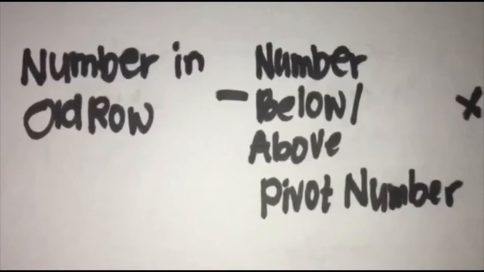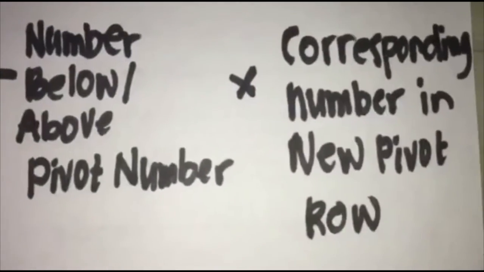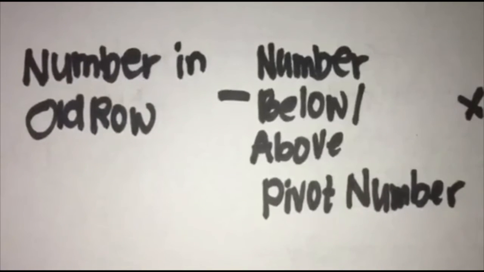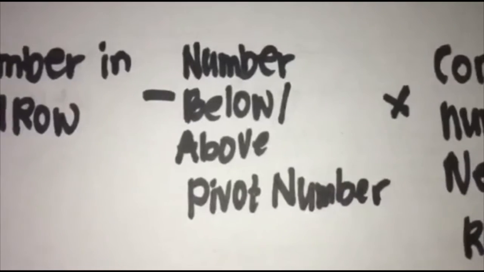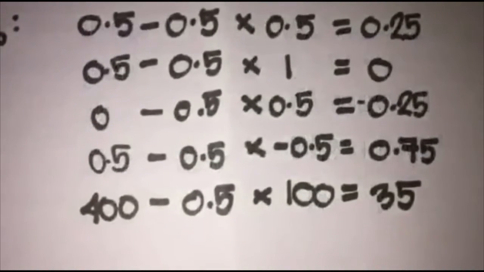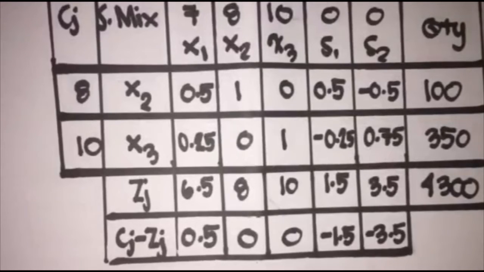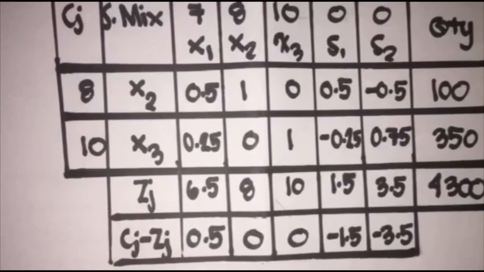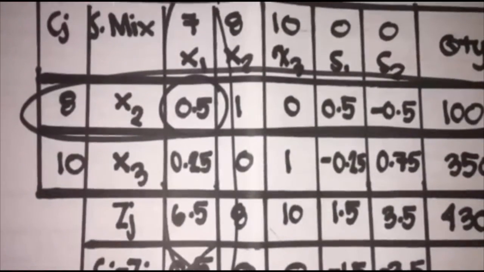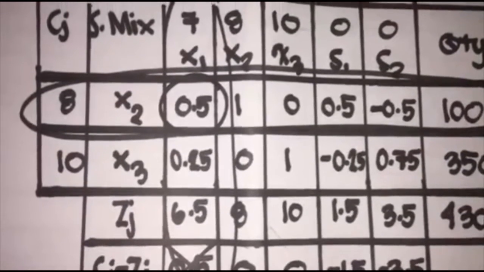So what we will do now is compute the new values for each remaining row. The formula will be: number in old row minus the number below or above the pivot number multiplied by the corresponding number in the new pivot row. This is how it will look after computing each. As you can see, in the X2 and X3 rows, these are the values that we have computed earlier. This is how tableau number 3 will look. So for rows X2 and X3, we have already obtained the values.